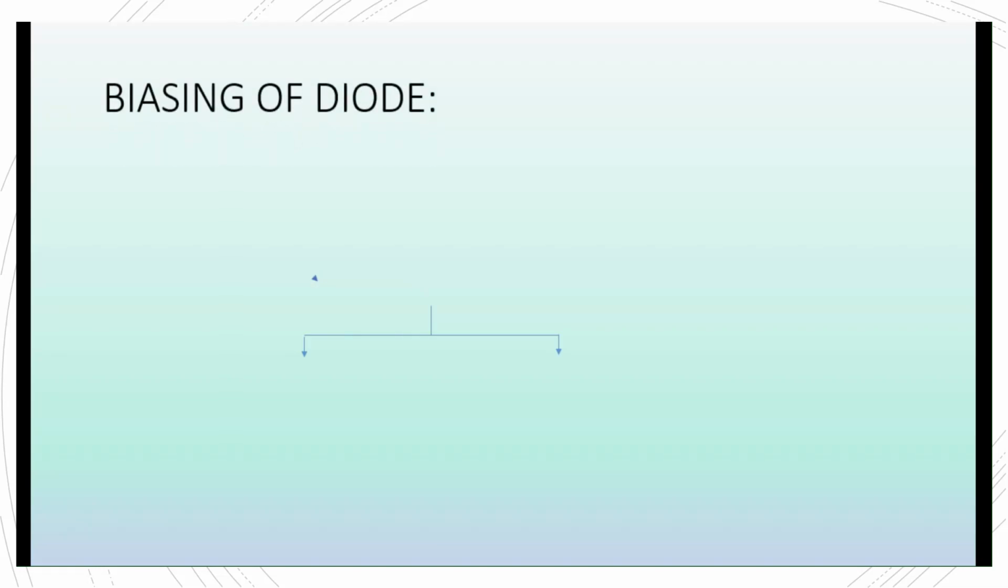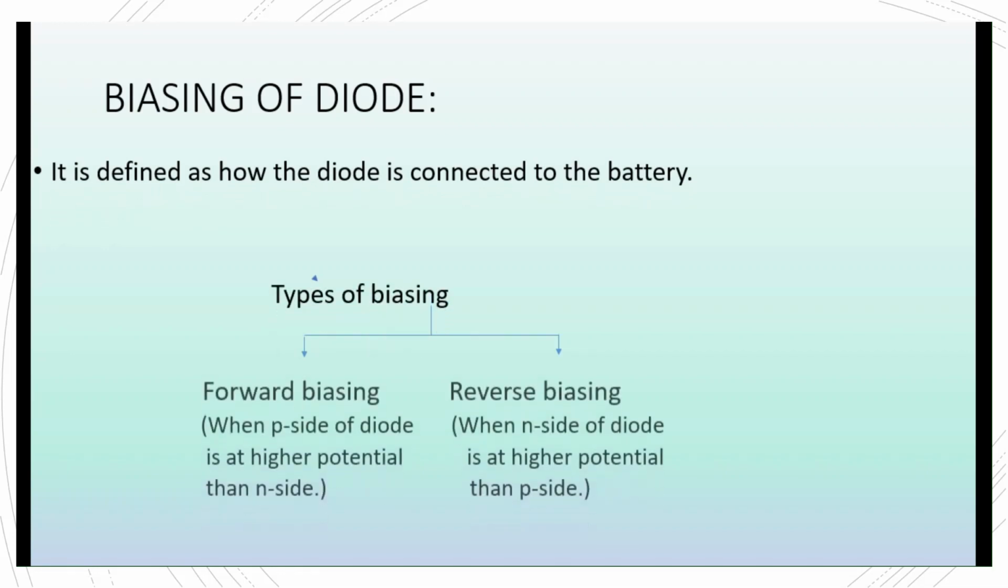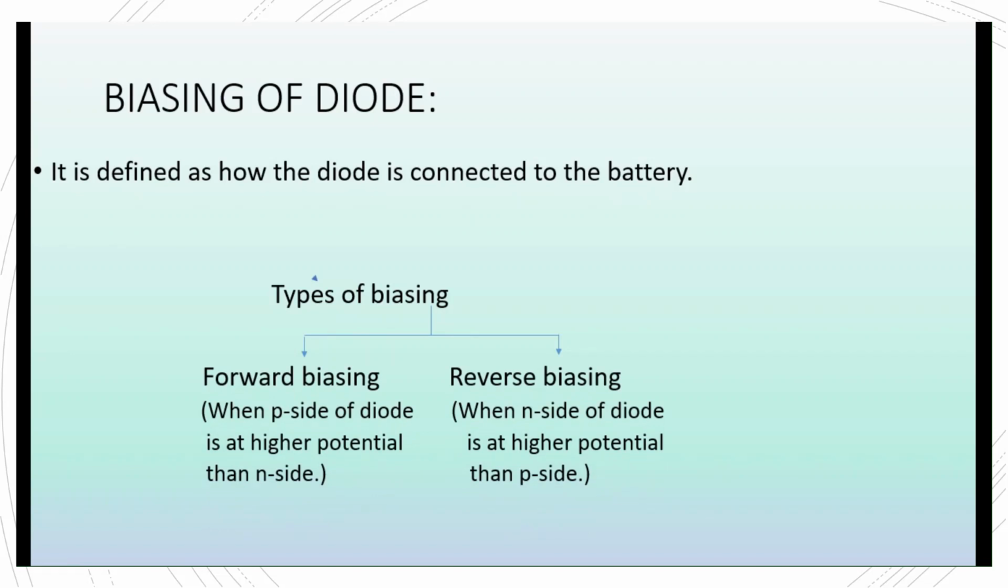Now how is the diode going to be biased? We can bias the diode by connecting it to a battery. There are two types of biasing. First is forward and second is reverse. In forward bias, the p side is at higher potential, and in reverse bias, the n side is at higher potential.